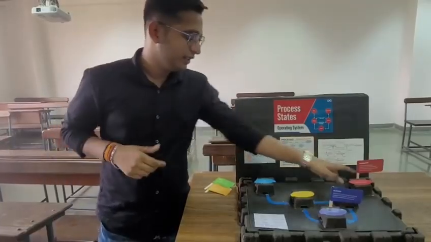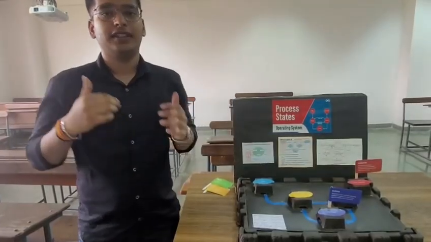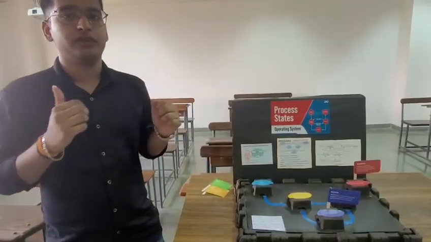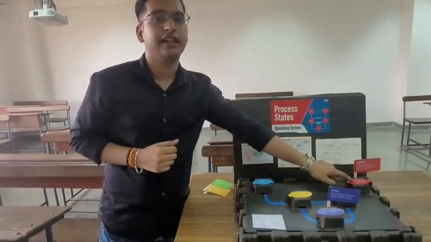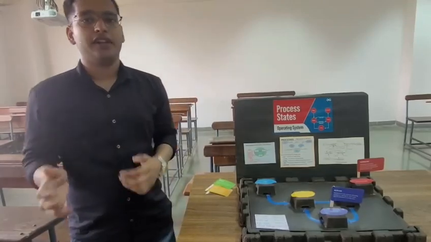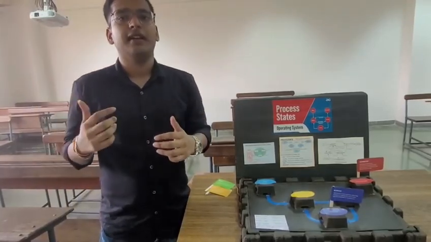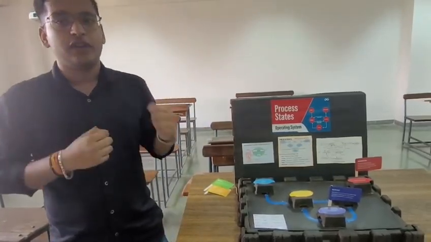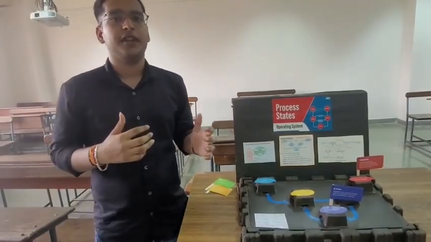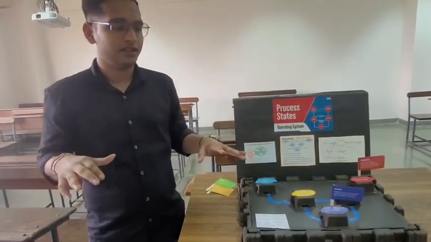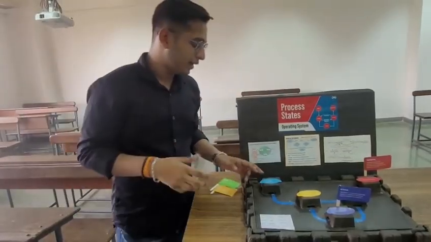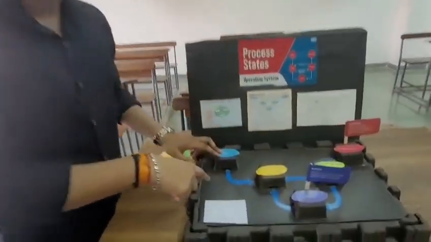Then comes the terminated state. Finally, once the process has completed its execution, either successfully or by being forcefully stopped, it enters the terminated state. This means the process is finished and no longer active. The operating system then performs a clean up by deallocating the resources which were assigned to the process. After this step, the process is completely removed from the system. So this is the terminated state, and this was all for our 5-state process.